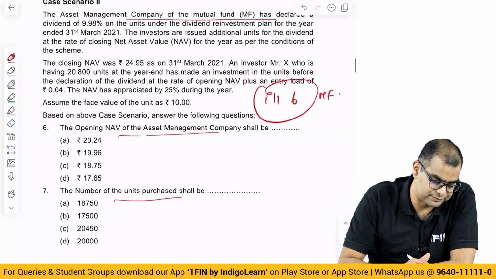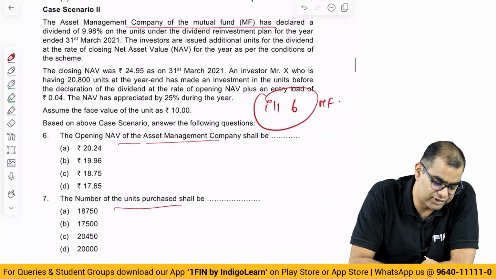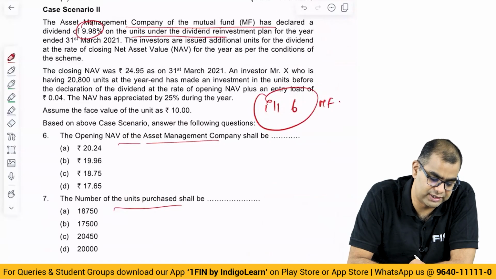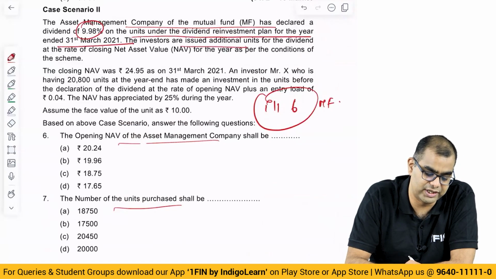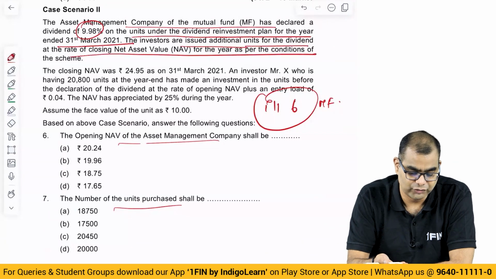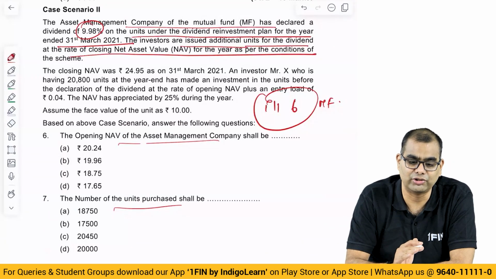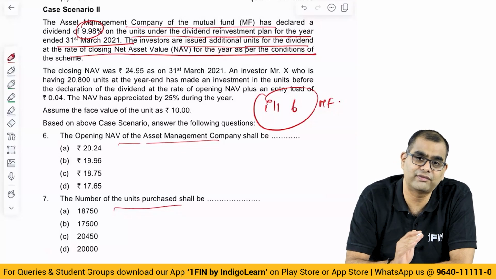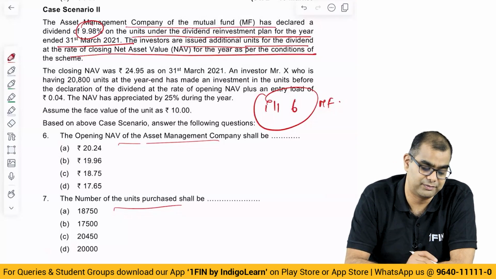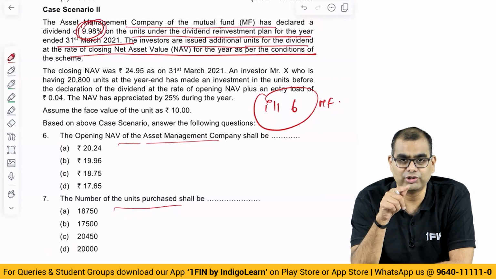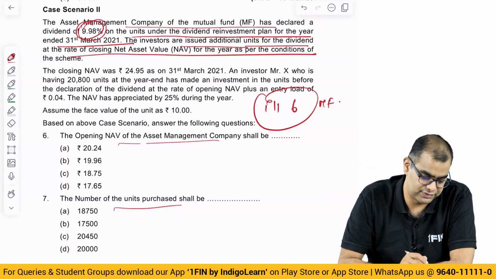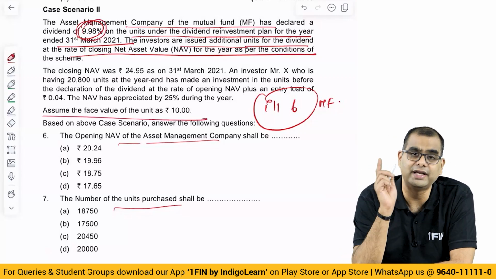Now come back to the case. They have declared a dividend of 9.98% on the units under the dividend reinvestment plan for the year ended March 31. Investors are issued additional units for the dividend at the rate of closing NAV for the year. Please note, when they say 9.98% of units, what does it mean? Original units into face value. What is the face value? Assume a face value of 10.